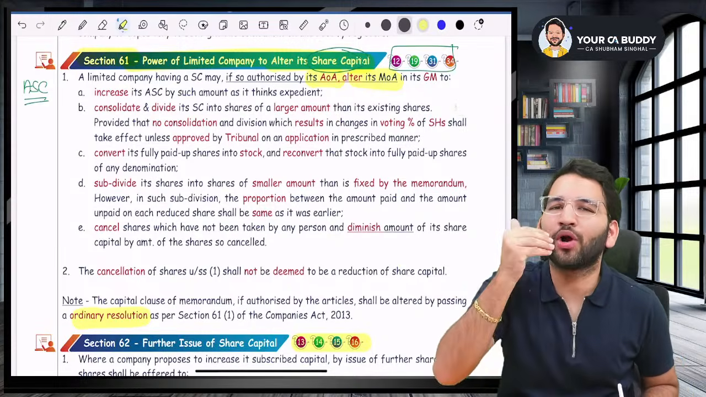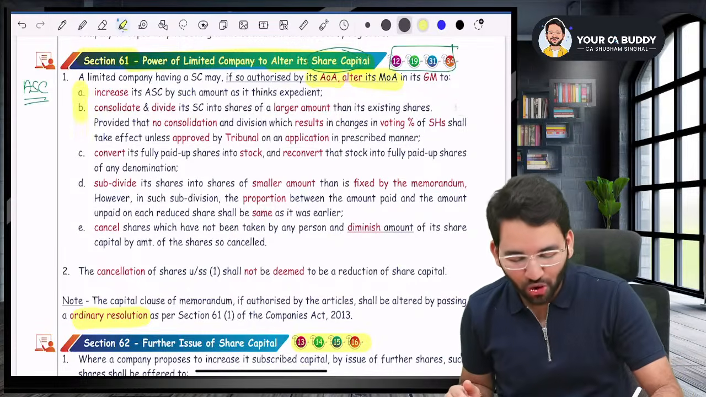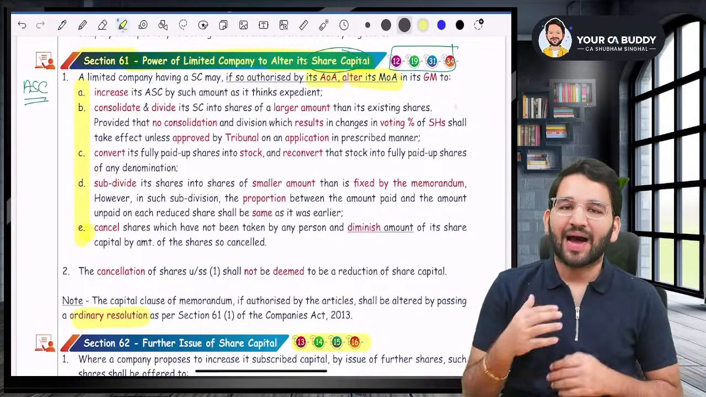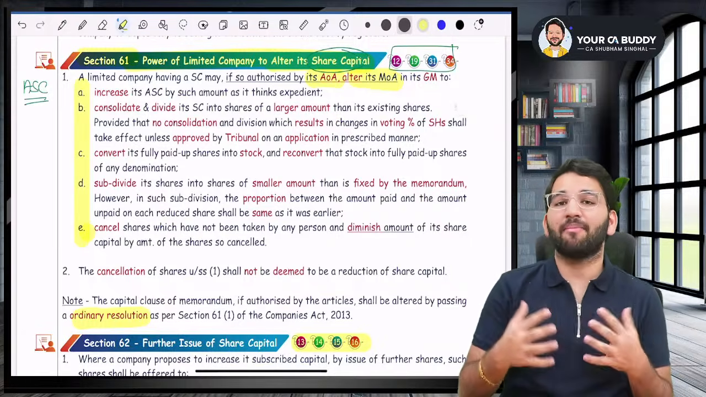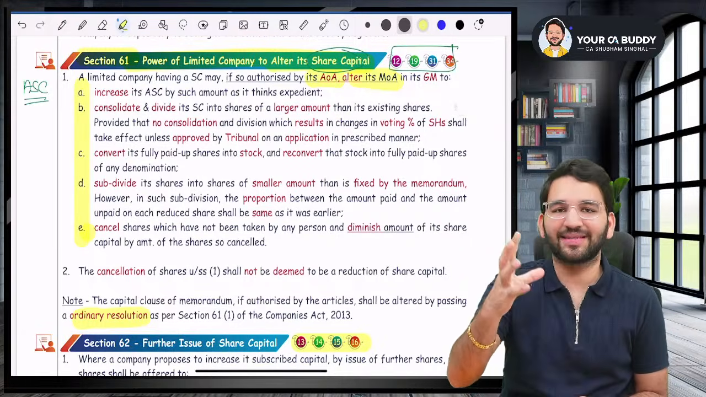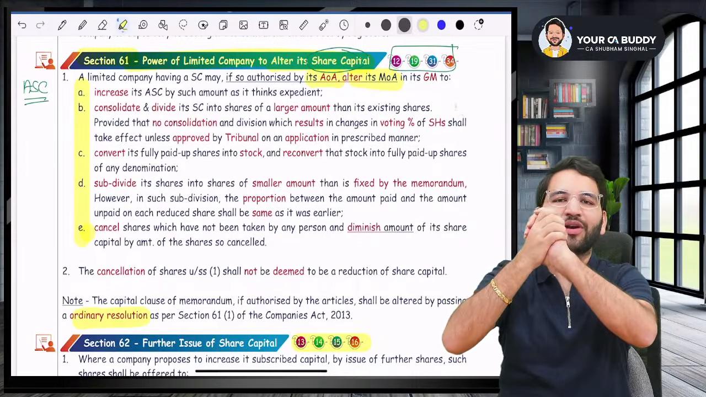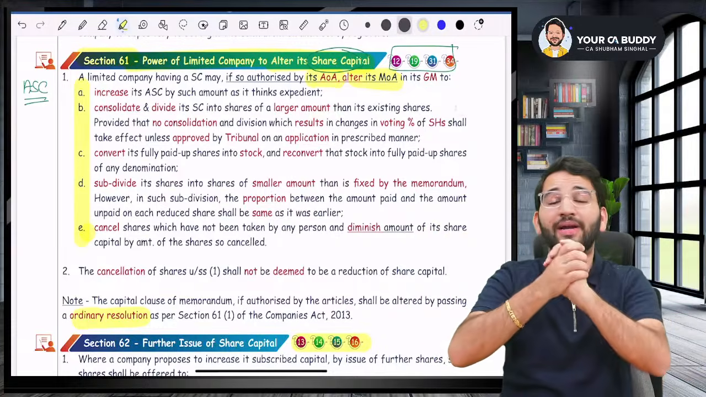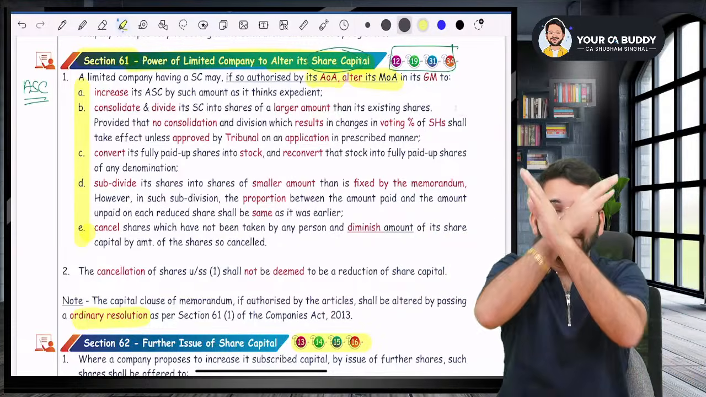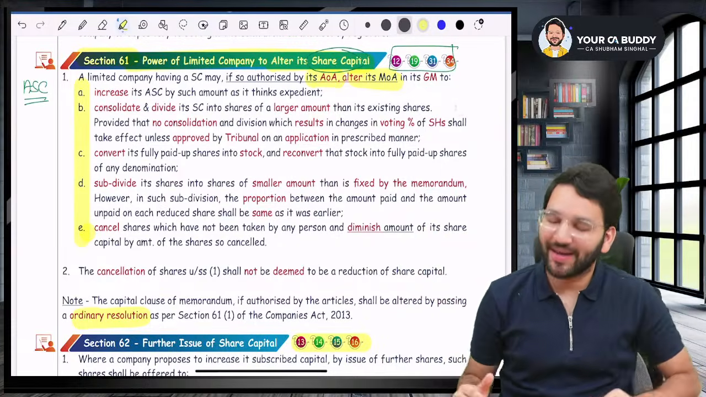Okay. What is alteration of authorized share capital, sir? When you talk about alteration, there are five things. I will make you remember it the way I did in the class. There are five things about alteration of authorized share capital: increase, consolidate and divide, convert, subdivide, and cancel. What did I say, sir?